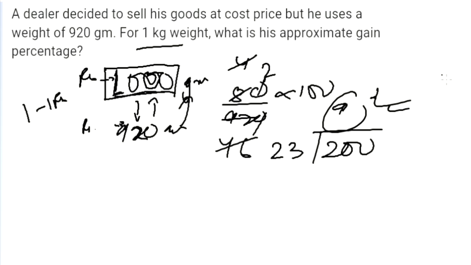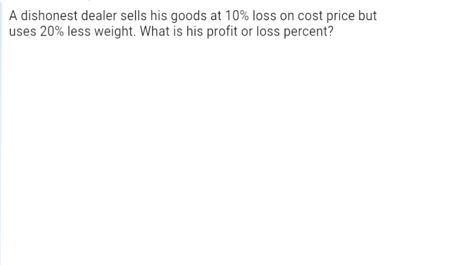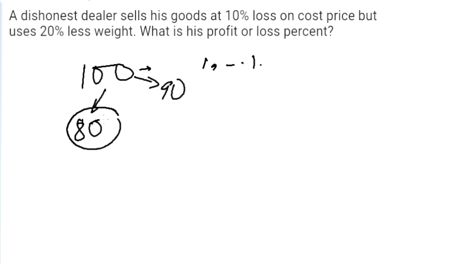The answer is 9. A dishonest dealer sells his goods at 10% loss on cost price, but uses 20% less weight. What is his profit? Here, we will use 100 again. Let's consider 100 is the weight and also the price. Let's say 1 gram costs 1 rupee. So 100 gram will cost 100 rupees. 20% less than this is 80. 80 gram is 80 rupees. At the same time, he sells his goods at 10% loss on cost price. This was the cost price, and 10% loss is 90. But the actual is this.